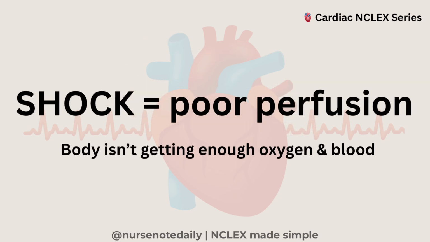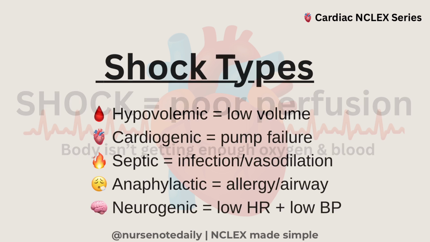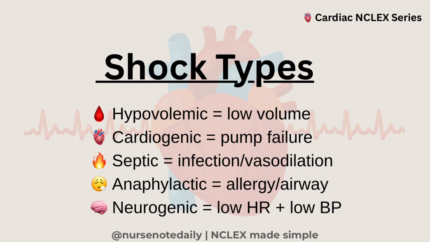Shock. Shock means poor perfusion. The body is not getting enough blood flow and oxygen. Here are the 5 shock types made easy. The first is hypovolemic shock, which means low volume. Think about bleeding, dehydration, vomiting, and diarrhea. Second, cardiogenic shock, which means pump failure. Think MI and heart failure.